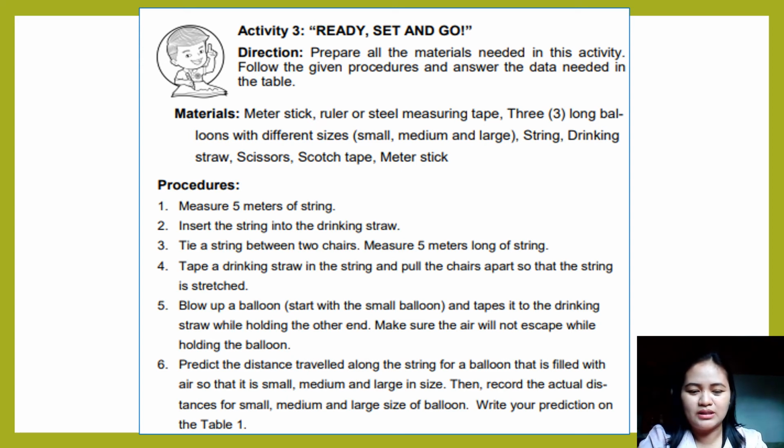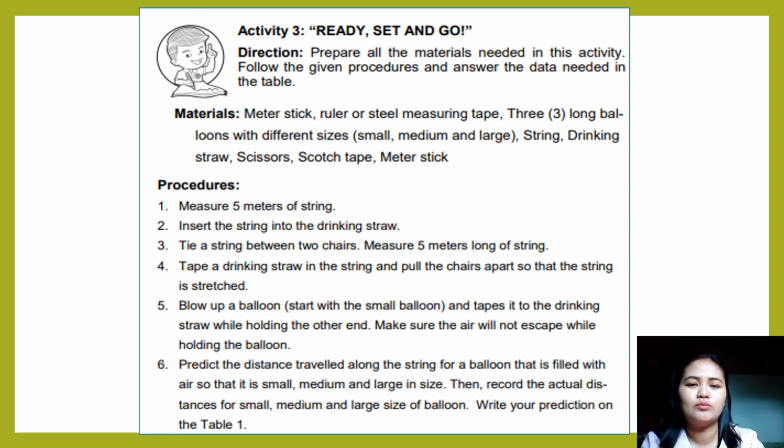And then, i-measure mo gaano kalayo ang natakbo ng straw doon sa tali, gamit yung tulak ng hangin from the small balloon. Sabi sa number 6, predict the distance traveled along the string for a balloon that is filled with air so that it is small, medium, and large in size. Then record the actual distances for small, medium, and large size of balloon. Write your prediction on the table 1.